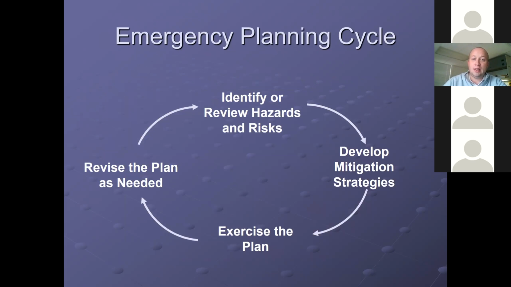The planning cycle: identifying your risks. For those of you who have operational risk management training, this should look very, very familiar. You have to know what you're planning against before you can actually execute a plan. Develop mitigation strategies, exercise your plan, and then revise the plan as needed. And this is a cyclical process. It doesn't start and end.